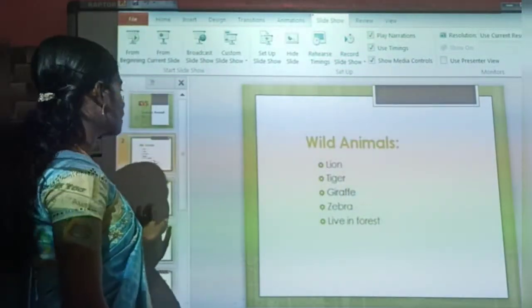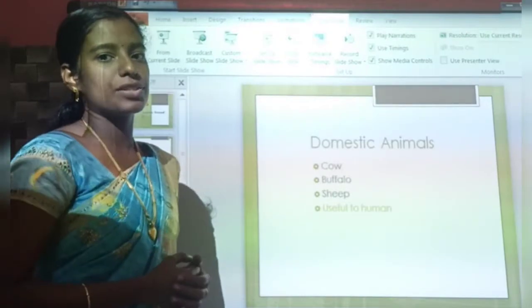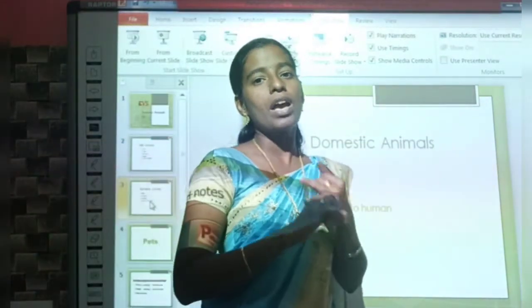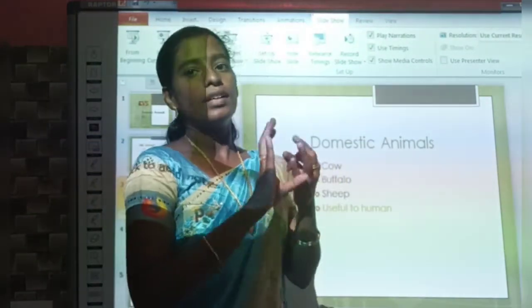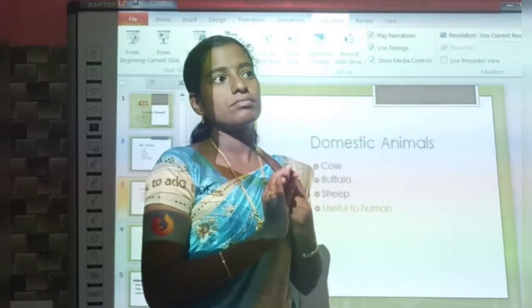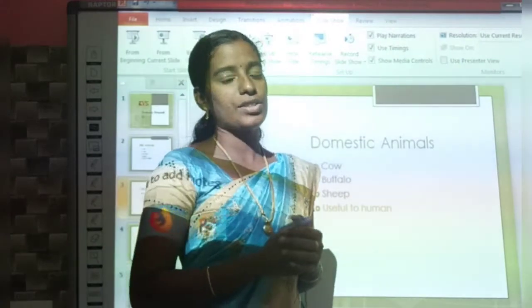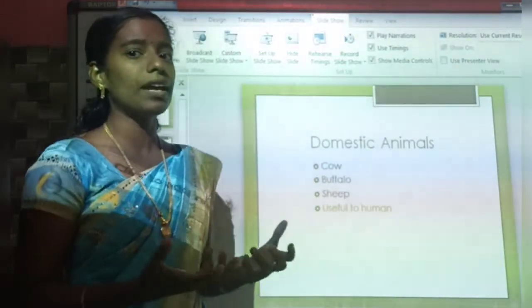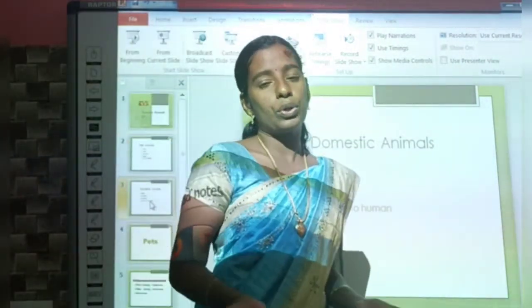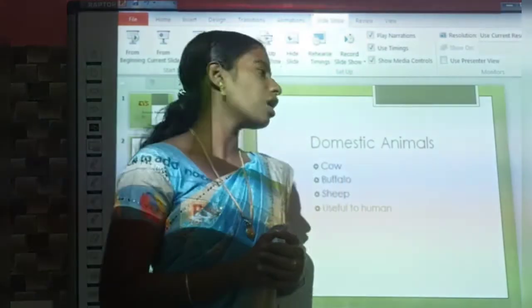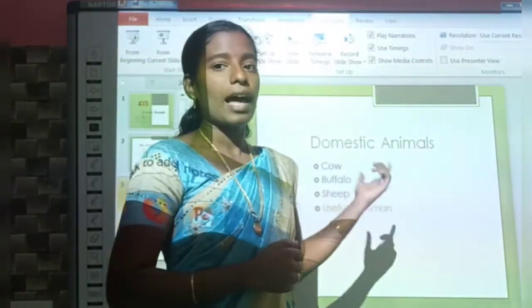Then the next one is domestic animals. Domestic animals, example, cow, goat, hen, dogs. These are all domestic animals. In some way, they will be helpful to human beings. So they are called domestic animals.